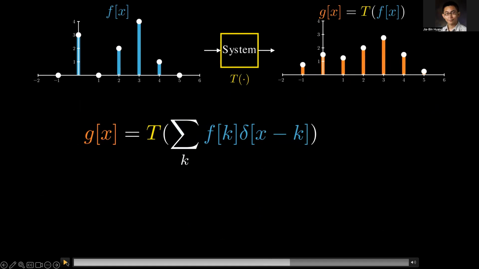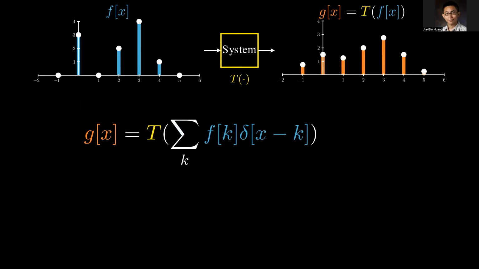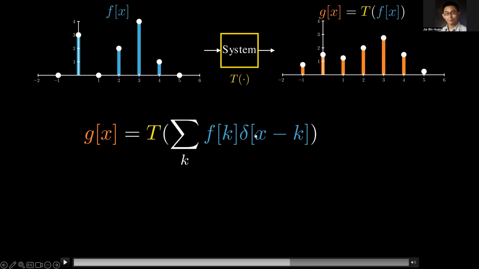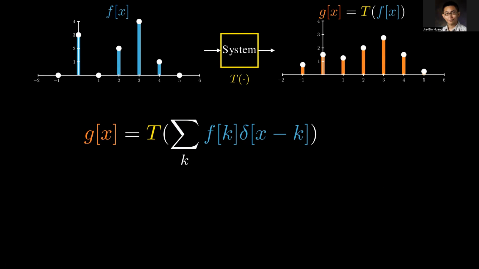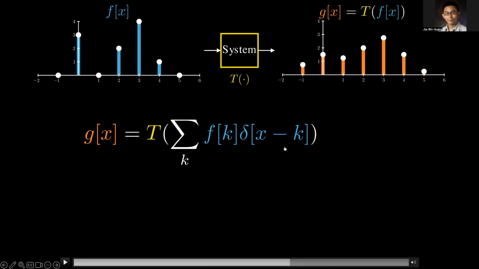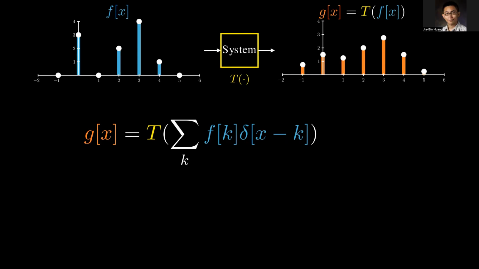So let's try to understand this. This signal is basically doing what we just did, right? Take a signal and decompose it into spikes at different locations, at different k, shifted by k, and multiplied by the scale of that signal. It's basically a trivial representation of the signal.